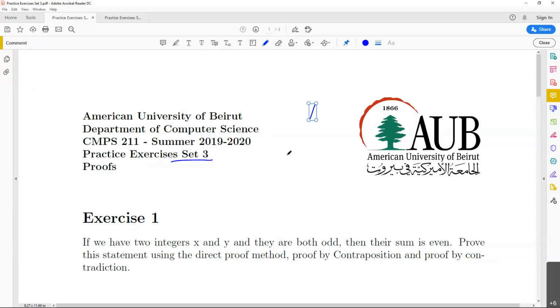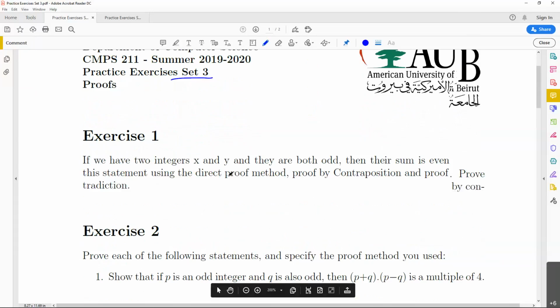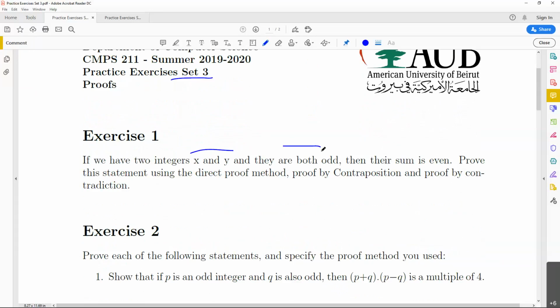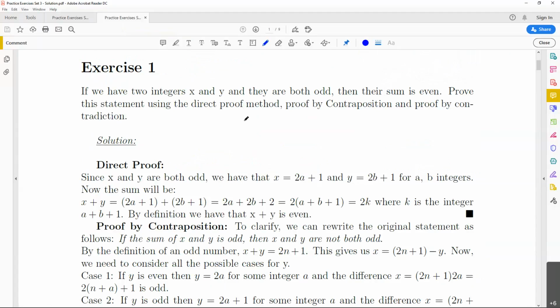So, exercise 1. If we have two integers, x and y, and they're both odd, their sum is even. We have to prove this three ways: direct proof, contraposition, and contradiction. The direct proof is something like what we did in the recitation. You're given that they're odd, and you have to prove that their sum is even.